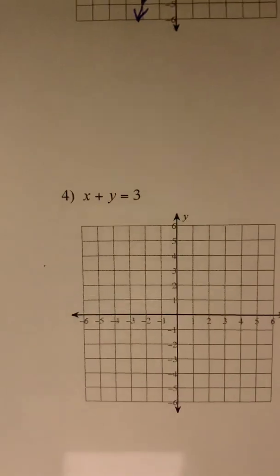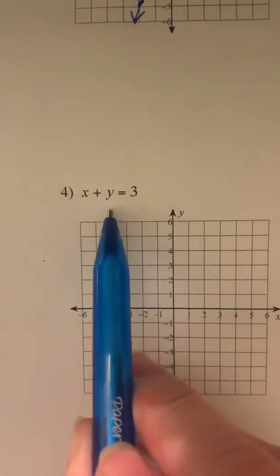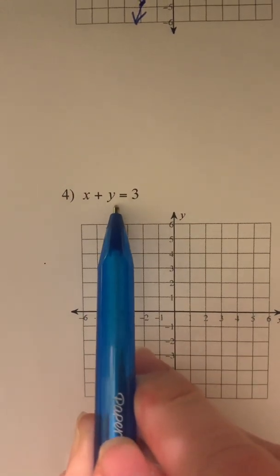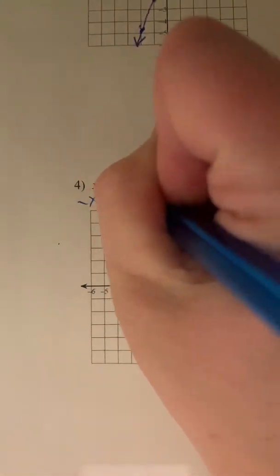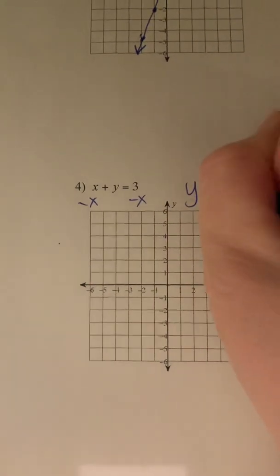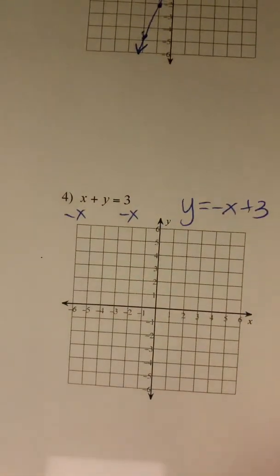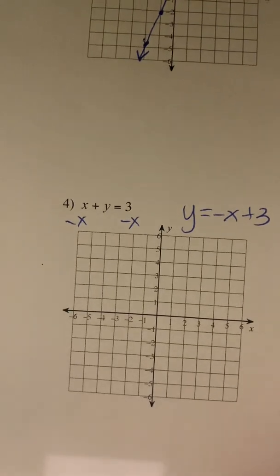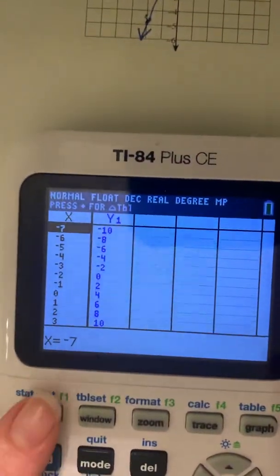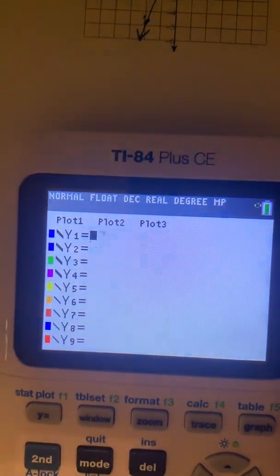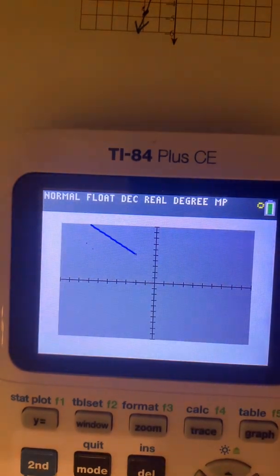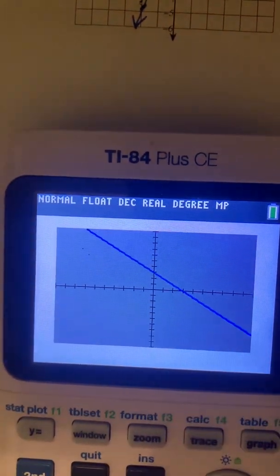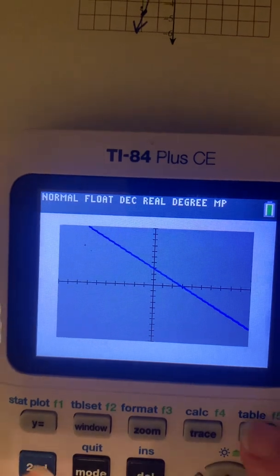All right, one more. If y is by itself, it's pretty easy because all I have to do is move the x term, whatever it happens to be, to the other side. So it's positive, so I'm going to subtract it. So I have y equals -x plus 3. Okay. So again, on my calculator, y equals negative x plus 3. Graph, to look at my graph. Now notice this one's going down. I'm going to go to my table to get my points.